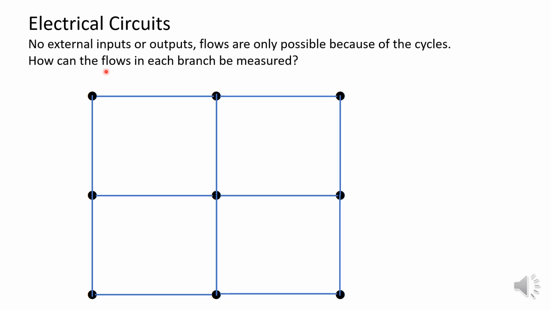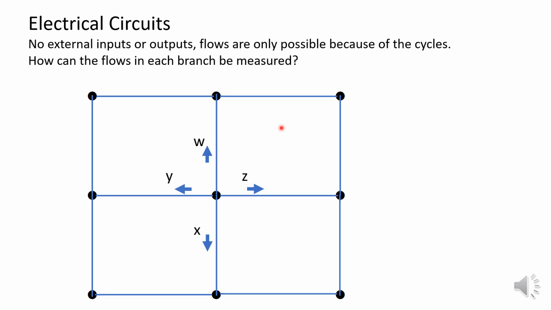How can the flows in each branch be measured? Well, we can put meters, as we did in the previous slides. We can put meters to measure the flow along a circuit. If we can measure one of the branches, it's possible to find the flows in other branches of the network. In the previous example, we had one cycle in the graph. Here we have lots of cycles.